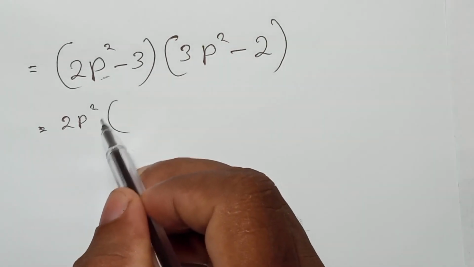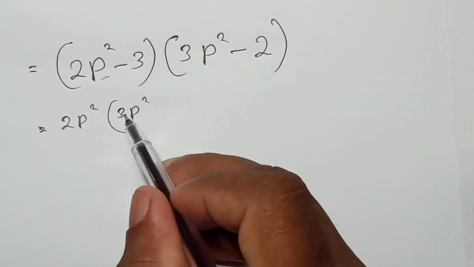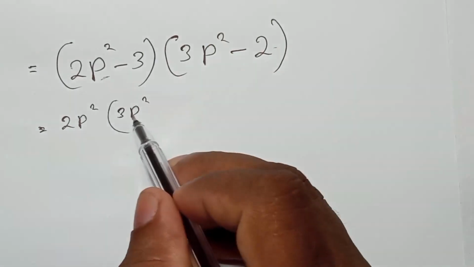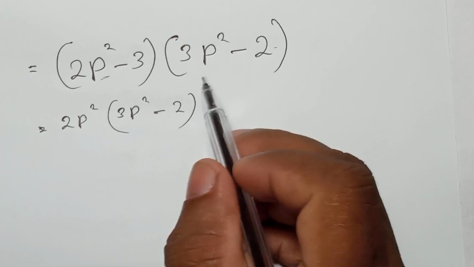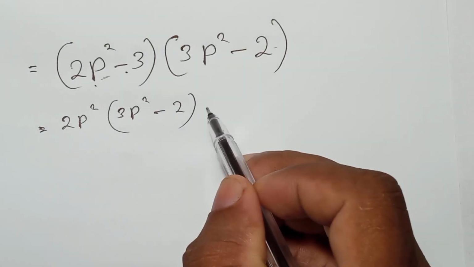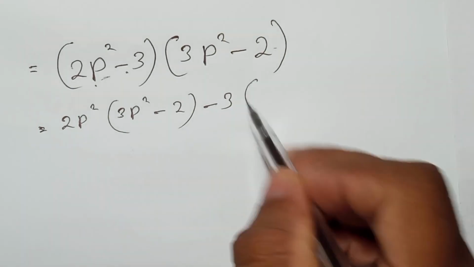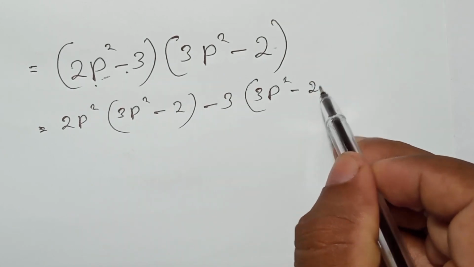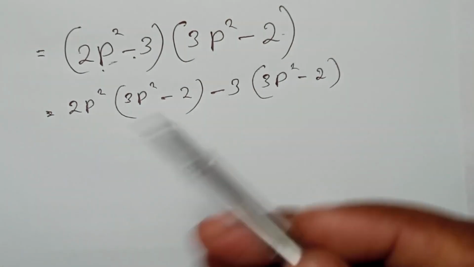So I will write it by 2p square. This bracket means multiplication, so you don't need to put it again here. I need to multiply by this term, both of them. So I will write this here, and then this both, the same bracket we have in the second. Now by this term I need to multiply these two, then again by the second term of the first bracket, that means here minus 3, by minus 3 I need to multiply the second bracket again, 3p square minus 2. Here I did not multiply, I just wrote how you need to multiply.